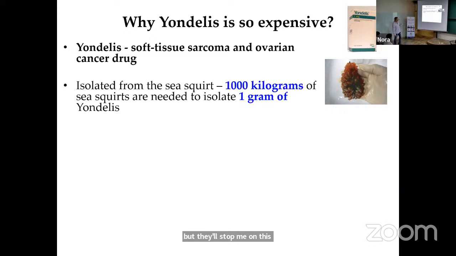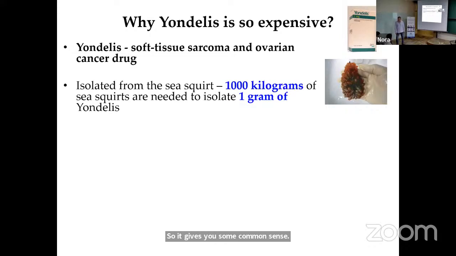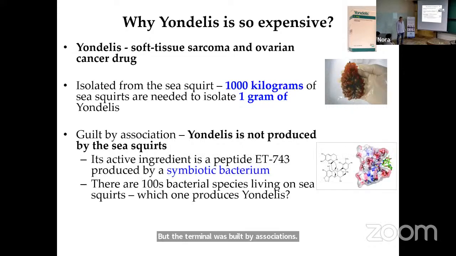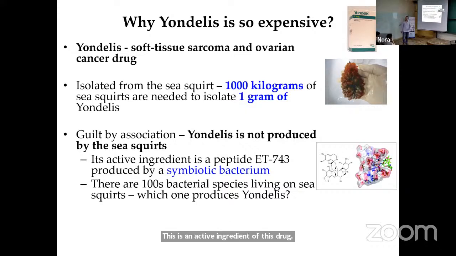There is a cancer drug called Yondelis, a very expensive cancer drug for soft tissue sarcoma and ovarian cancer. It's isolated from cisco. And to get just 1 gram of Yondelis, you need to collect 1,000 kilograms of cisco. But it turned out that, guilt by association, cisco has nothing to do with this. The active ingredient of this drug is a peptide produced by a bacterium living in cisco.